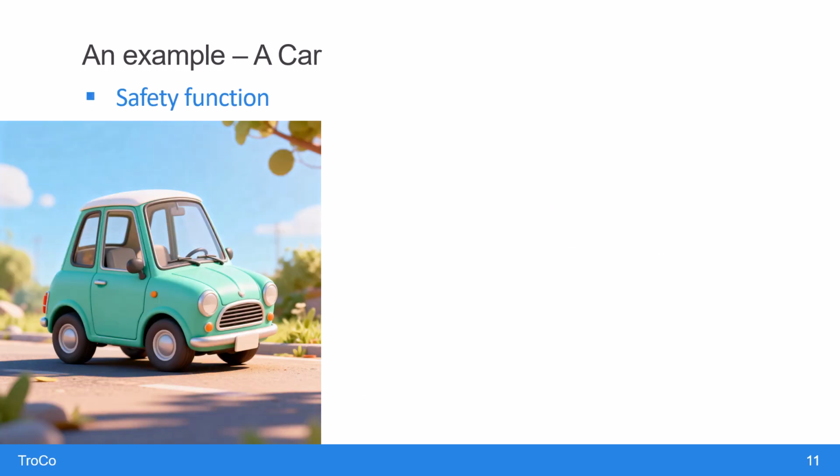Let's look at a simple example: safety functions in a car. What are the typical safety functions? Take a moment to think about it. The most obvious answers are the airbag and the seat belt. But what about the steering or the gas pedal?